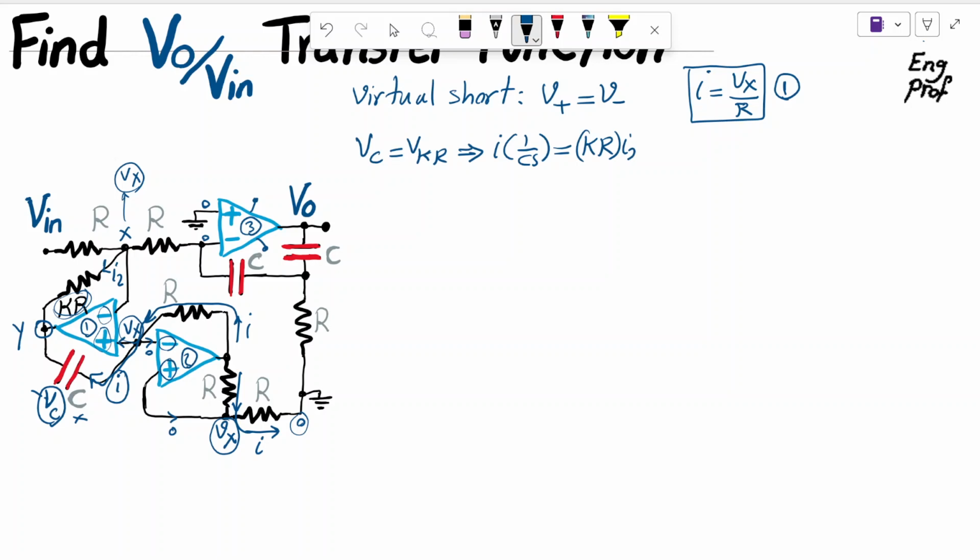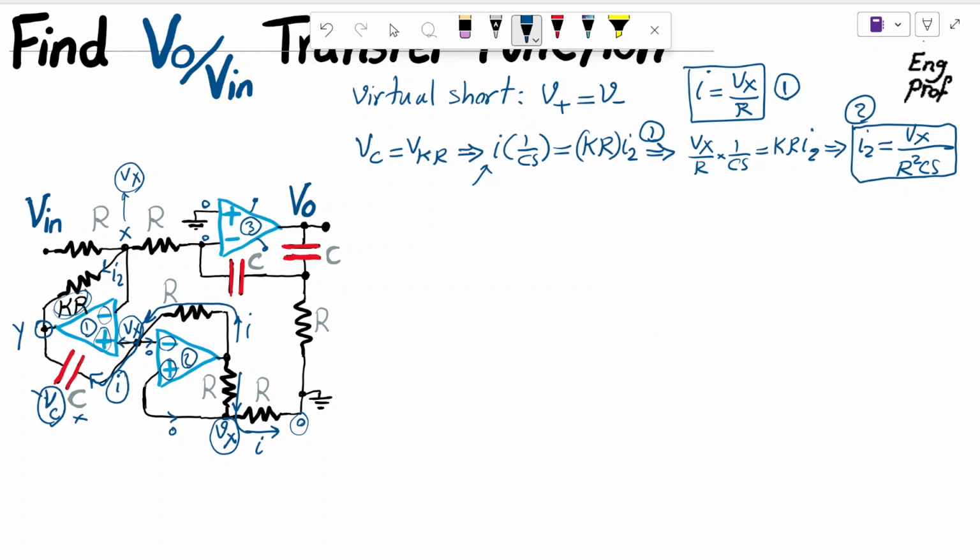So what I obtain here, if I use equation 1 to substitute for I, then I can say Vx over R times 1 over Cs is equal to Kr times I2. As a result of this, I can say I2 is equal to Vx over K R squared Cs. So let's keep this as equation number 2, which is very useful.